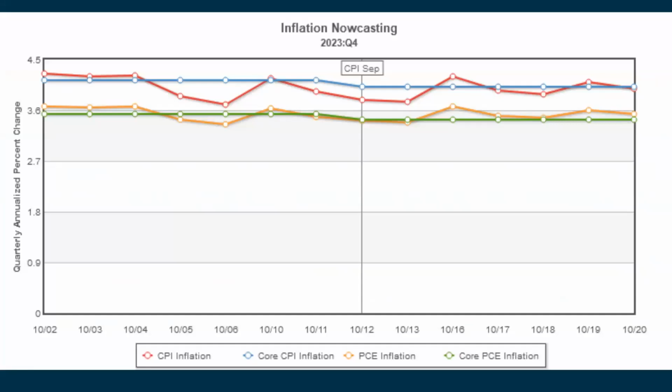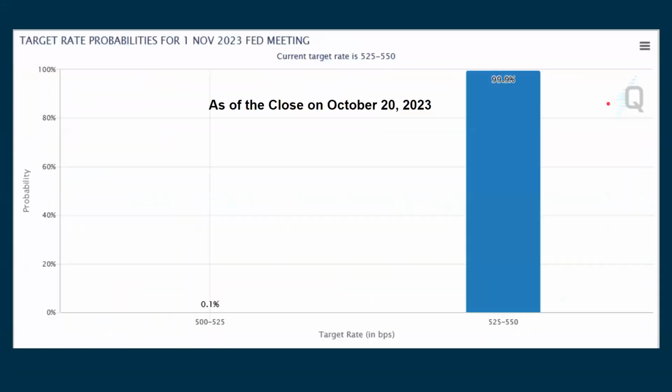Keeping an eye on inflation, and this is recalculated every day, where this past week we had CPI come out. This upcoming week we're going to get PCE, and these levels will end up adjusting as that report is released. Keeping an eye on the Fed.